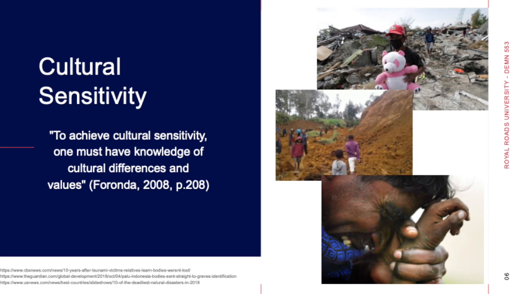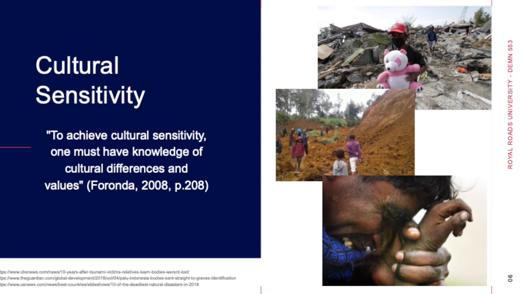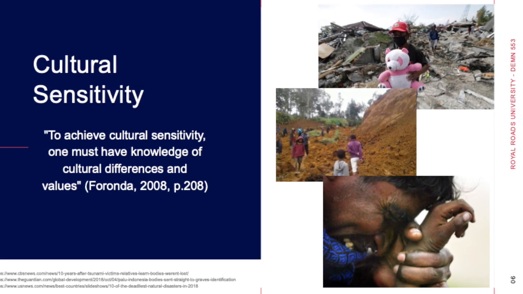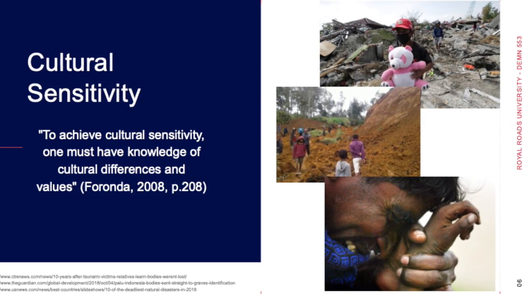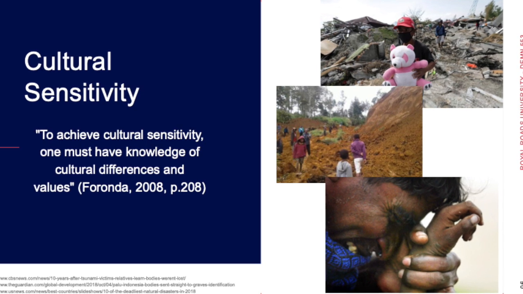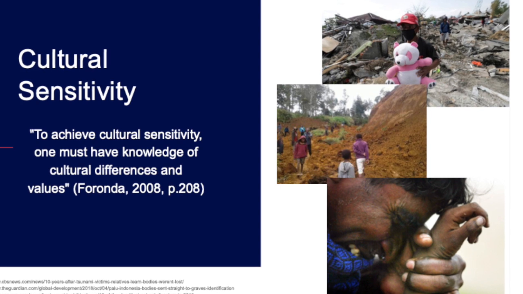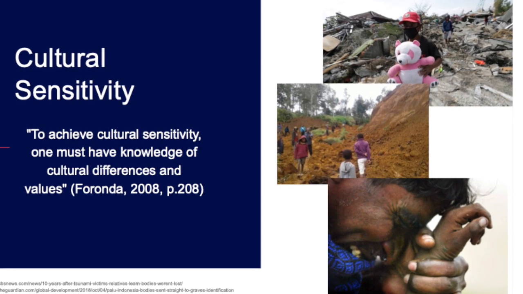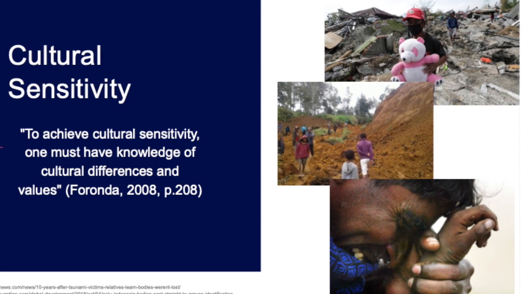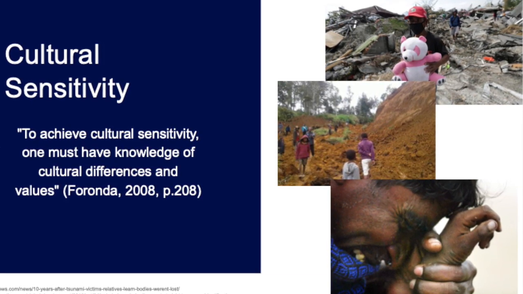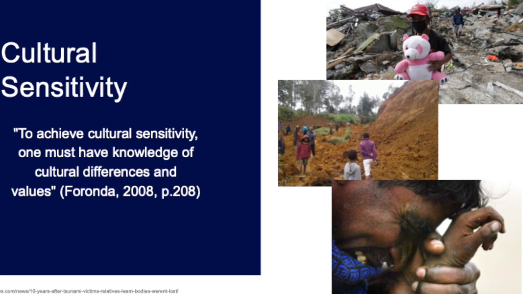Okay, now let's talk about cultural sensitivity. From that 2008 source, quote, "To achieve cultural sensitivity, one must have knowledge of cultural differences and values." So cultural sensitivity means that we're aware that not all people are the same and that my culture is not better than any other culture. Many cultures manage and process death differently than the Western world does, and this is why it is crucial for disaster victim identification teams to be culturally sensitive.